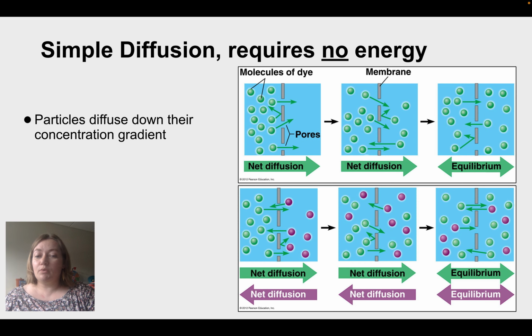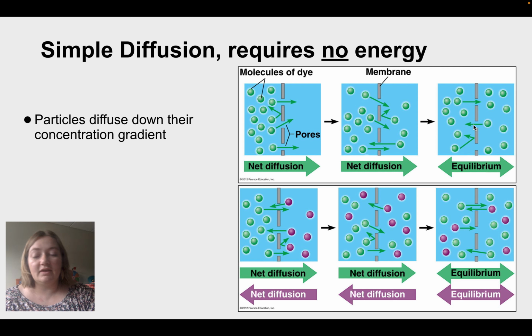Now, simple diffusion requires no energy. Again, particles are diffusing down their concentration gradient. In these images here, in this top image, we have this semi-permeable membrane indicated by these gray dashes, and we have our molecules. Our molecules are slowly diffusing to the other side. It's important to note that this is not just a one-way thing. Some molecules might get through, other molecules might bounce off and come back. Once we have a little bit of diffusion going, other molecules might diffuse in the opposite direction.